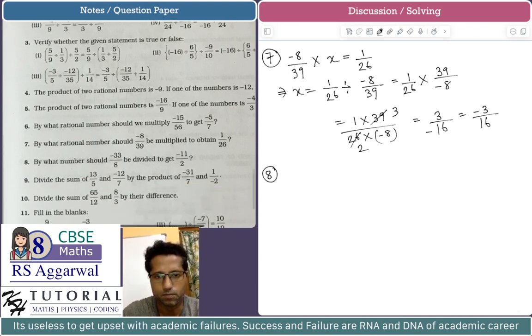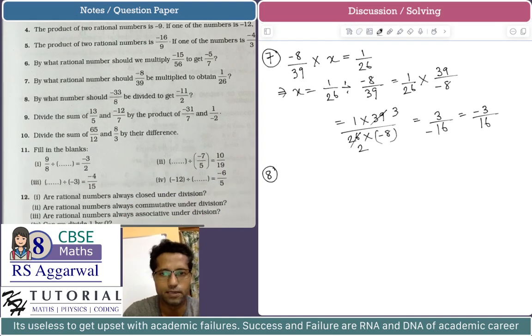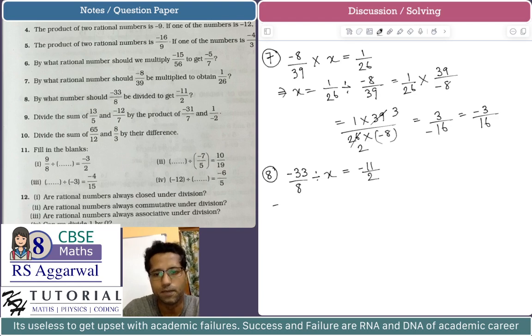Okay, let's do problem number 8. By what number should minus 33 by 8 be divided to get minus 11 by 12? So let that rational number be x. So the mathematical statement is minus 33 by 8 divided by x is equal to minus 11 by 12. Now this implies minus 33 by 8 divided by x means multiplied by the reciprocal of x, that is 1 by x, equals minus 11 by 12.